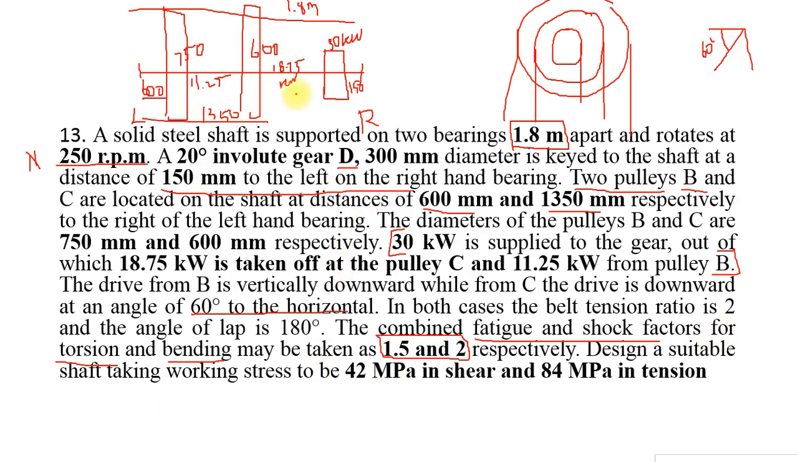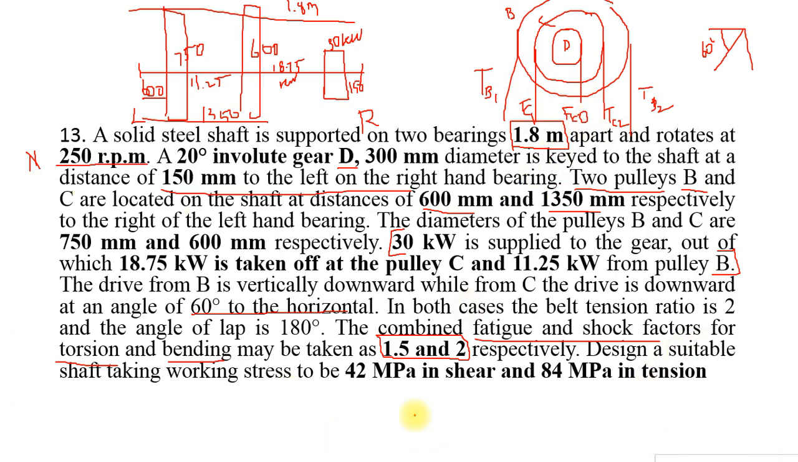For example, let us consider this is pulley B, this is pulley C, this is gear D. Let us consider this as TB1, and this as TB2, this as TC1, and TC2, and let us consider this as a tangential force Ft at D. So this is the tangential force acting at D.